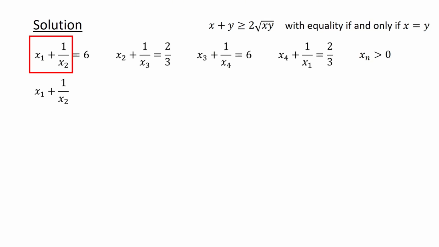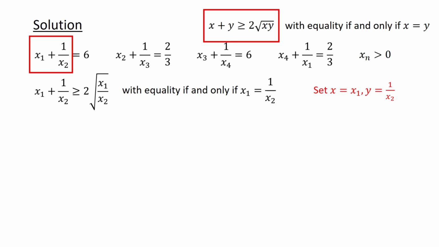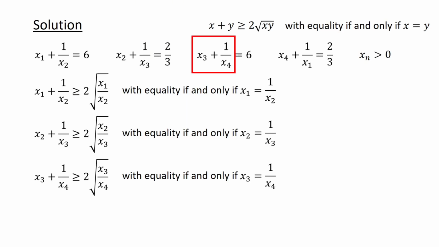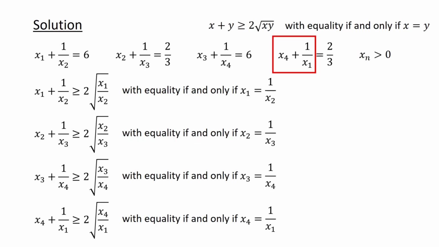Next, consider the left-hand side of the first equation. Making use of the inequality that we just proved, with x equals x1 and y equals 1 over x2, we have x1 plus 1 over x2 is greater than or equal to 2 square root of x1 over x2, with equality if and only if x1 equals 1 over x2. Similarly, we have x2 plus 1 over x3 is greater than or equal to 2 square root of x2 over x3, with equality if and only if x2 equals 1 over x3. The same pattern holds for the third and the fourth expression.